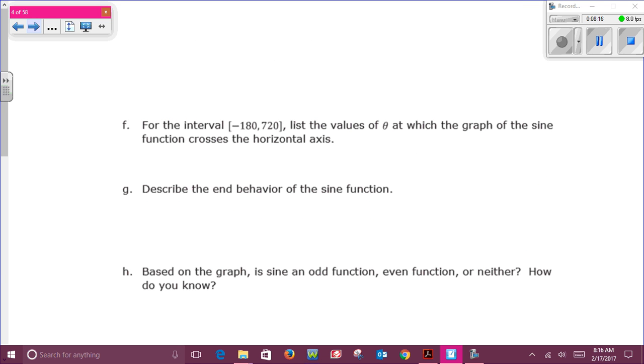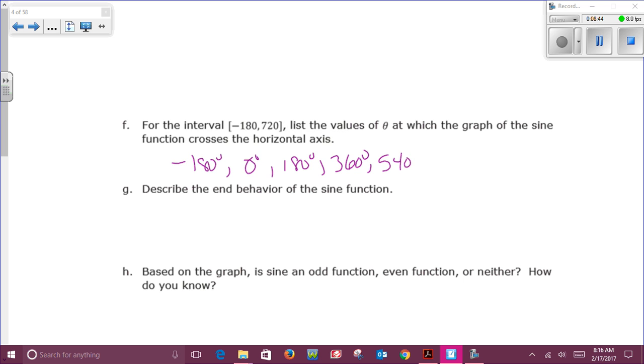For f, the interval of negative 180 to 720, list the values of theta at which the graph of the sine crosses the horizontal axis. So I'm looking where it crosses the x-axis, and you can go back and look, it's negative 180, 0, 180, 360, 540, and 720.